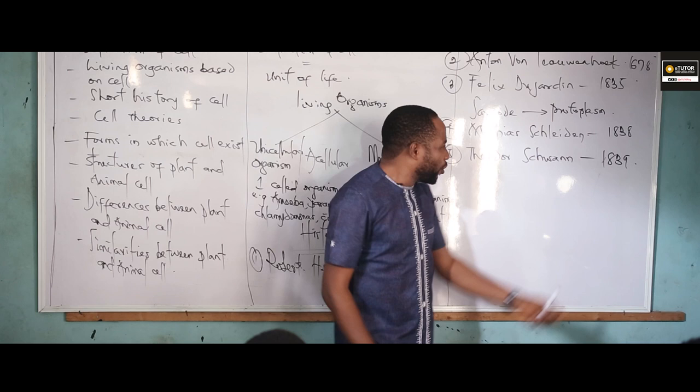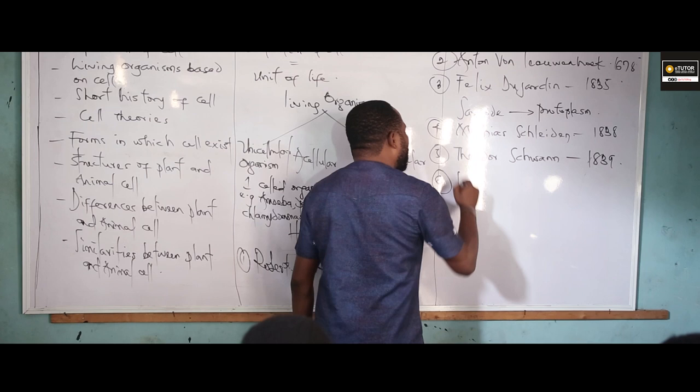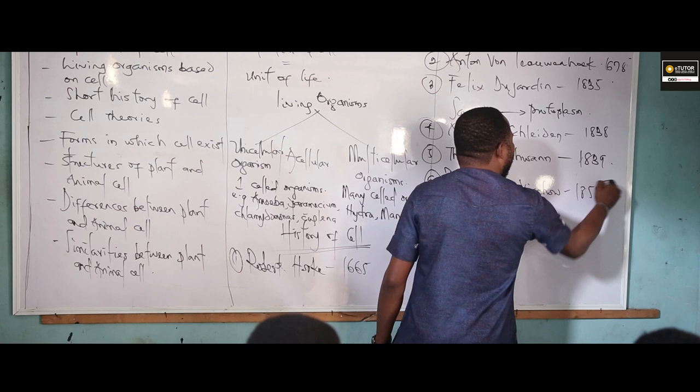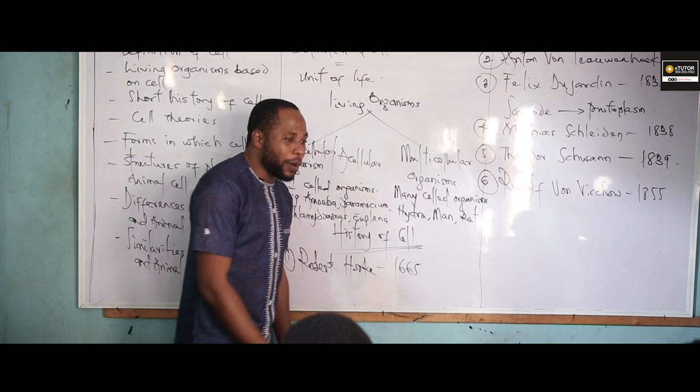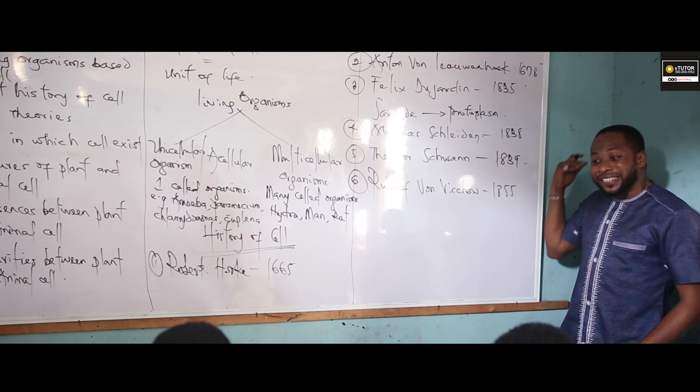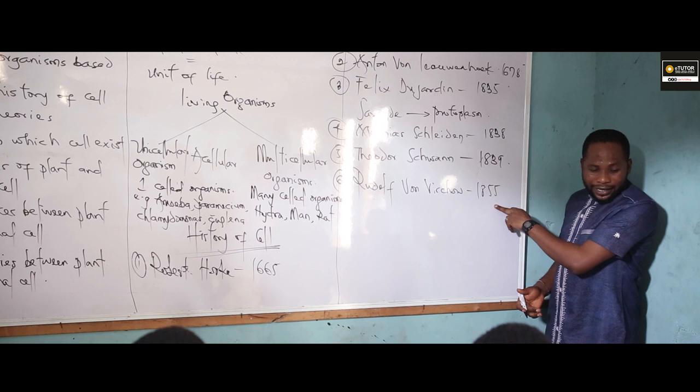So after a few years, another man comes up. His name is Rudolf von Virchow. Rudolf is also a German. In the year 1855, he discovered that new cells arise from pre-existing cells. That means new cells come from previously existing cells, in the year 1855. Do you understand that?